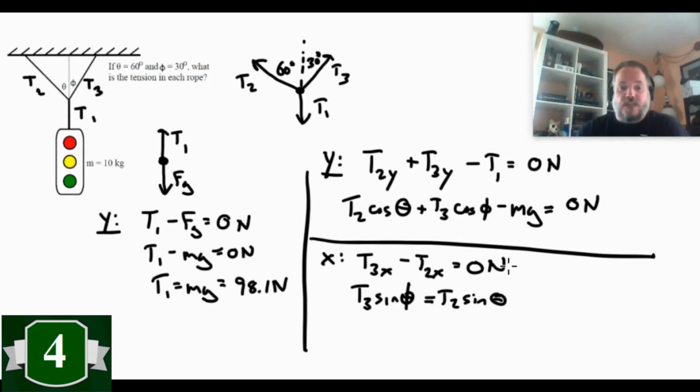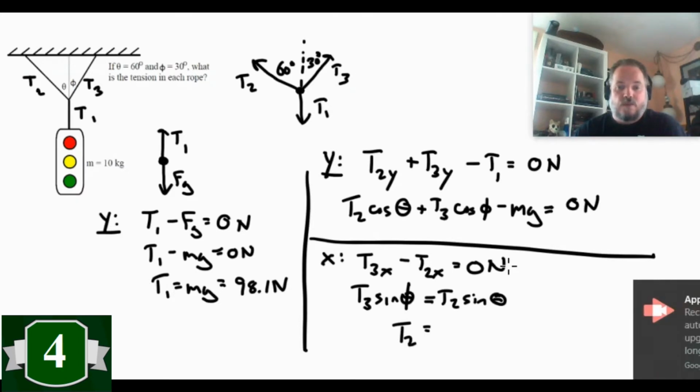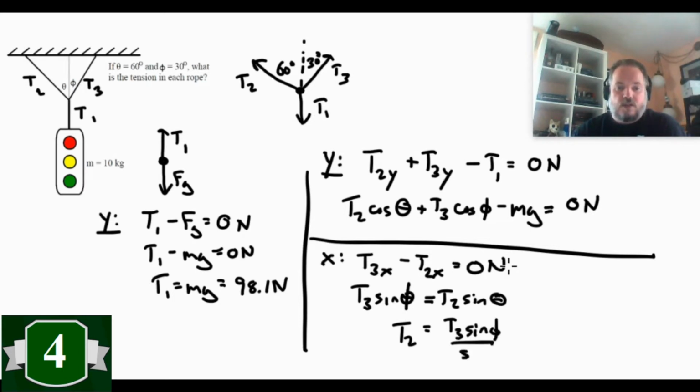Now, we have the same two unknowns here as we do here. It's just a matter of solving for one thing and substituting in to find the other. Let's solve for T2 here. We'll say T2 is equal to T3 sine phi over sine theta. Take that, plug it in up here, solve, and you're done.